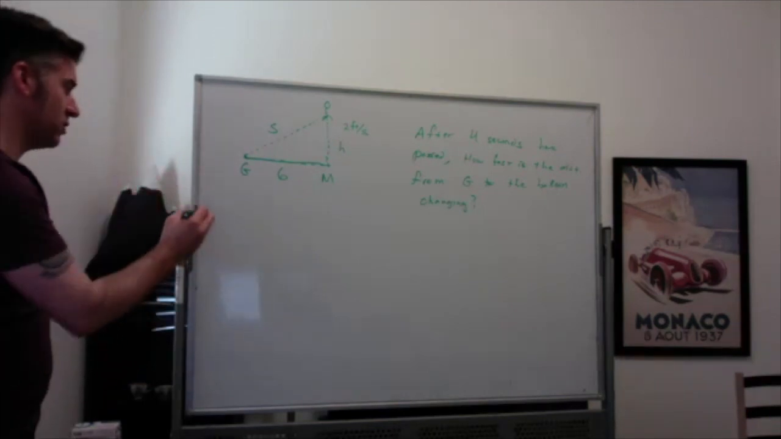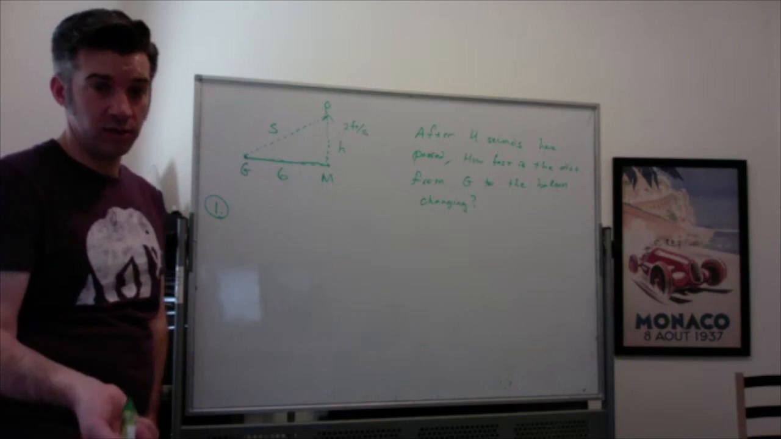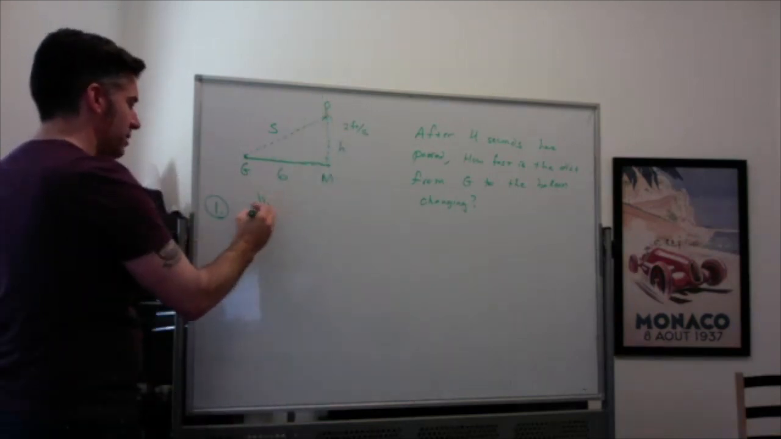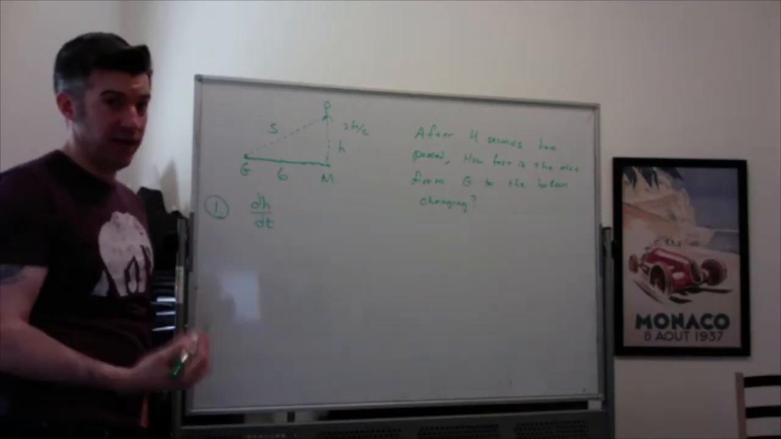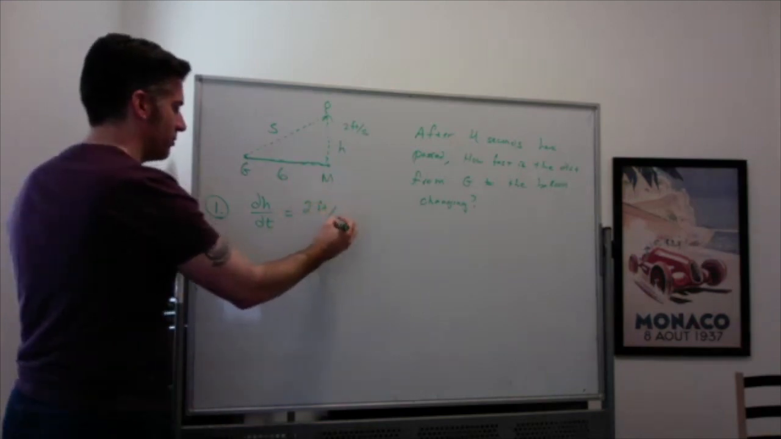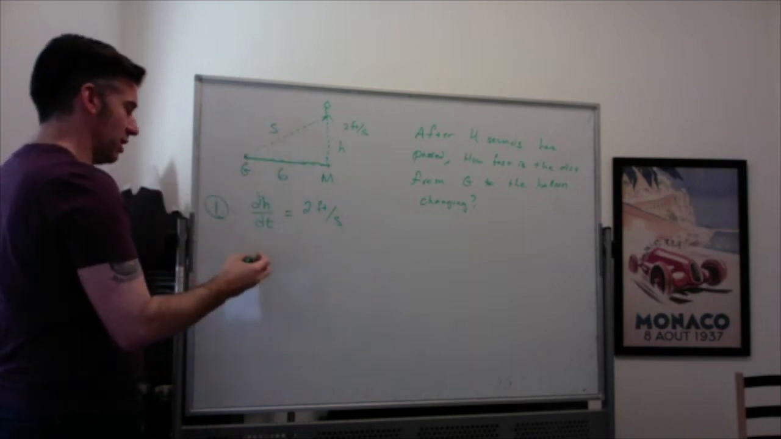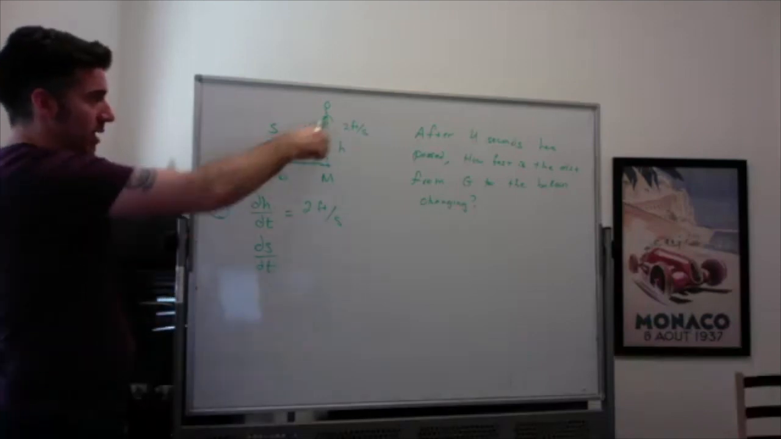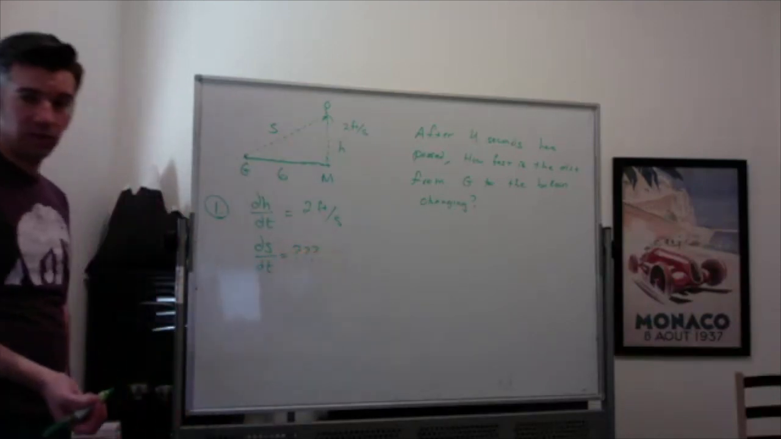Now I'm going to first write down what I know is changing and what I want to know is changing. Well, I know how the height is changing. dh dt, the rate of change of the height with respect to time, is 2 feet per second. And I would like to know how this distance is changing. I'm curious about how the distance between Gabriella and the balloon is changing with respect to time. That's what I want to know.